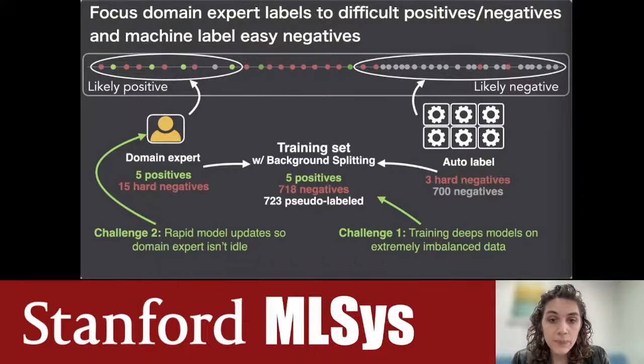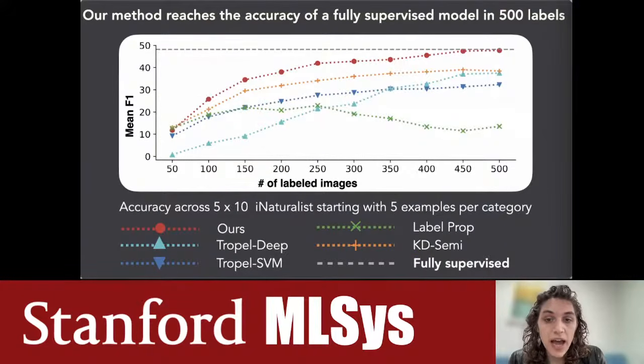So how well does this work? The plot here shows accuracy of models trained using different methods as a function of human effort. So the y-axis is the mean F1 score of the models, averaged across 50 categories in the iNaturalist dataset. The x-axis is the number of domain expert labeled images per category. So essentially more images labeled means more human effort. And what we find is that our method can reach the accuracy of a fully supervised model, which is the dotted line at the top, in just 500 labels per category.